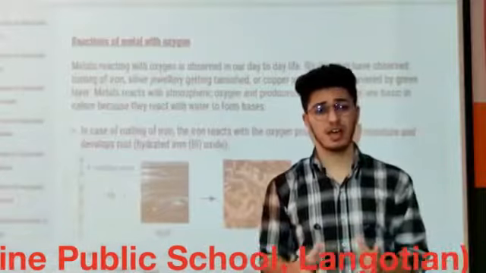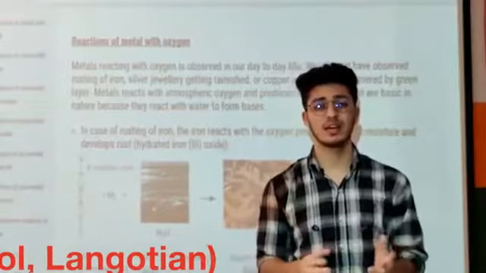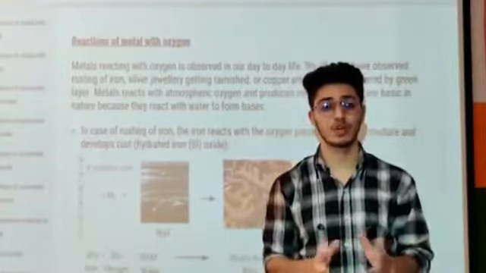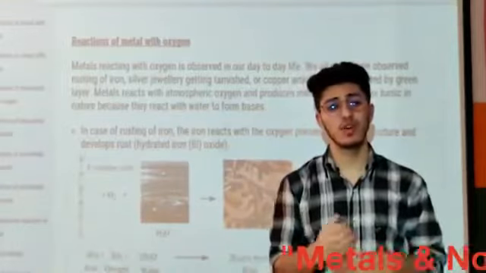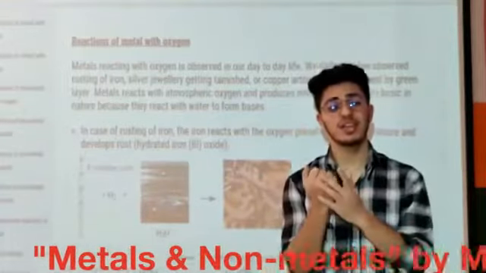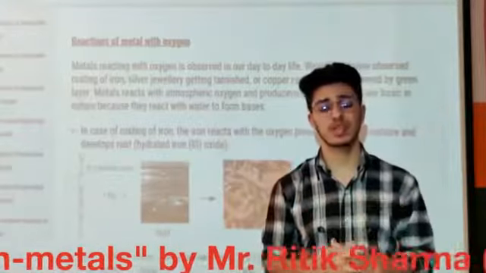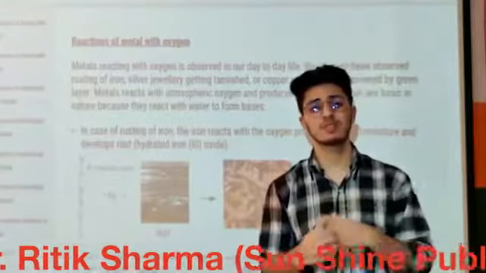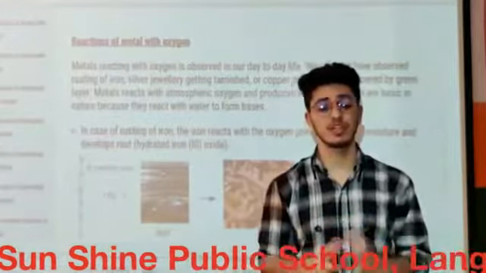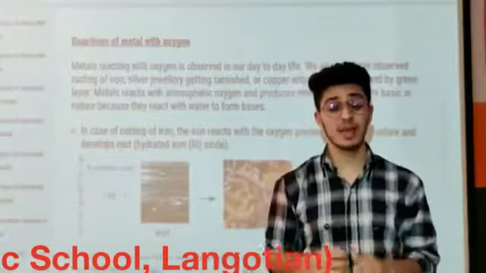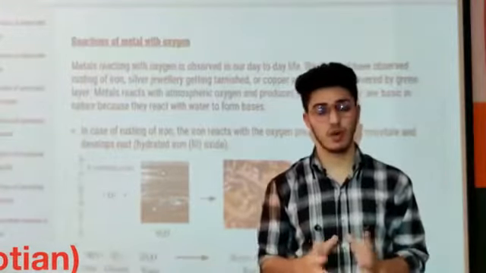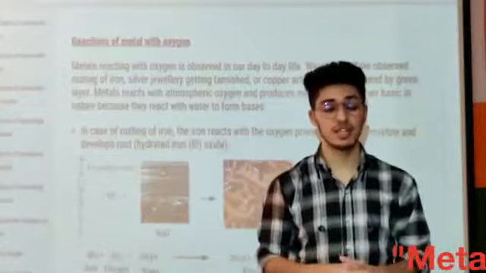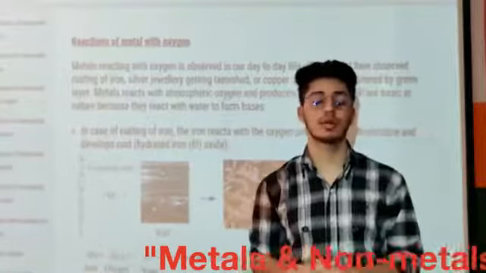There are some other examples also, like a green colored layer forms over copper, or we have all seen a silver ring become blackish after being used every day. So what actually happens? These metals are actually reacting with oxygen that is present in air. So let's study about it.